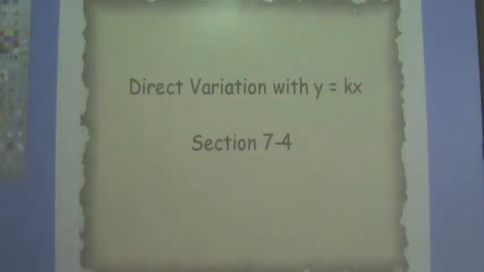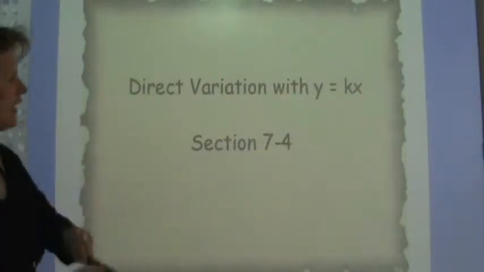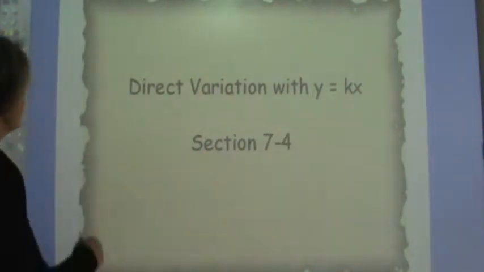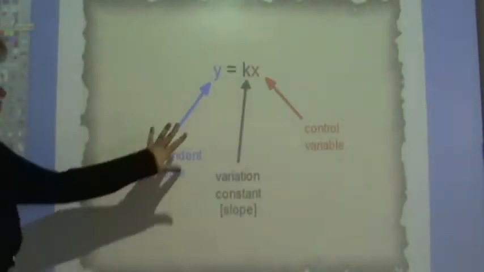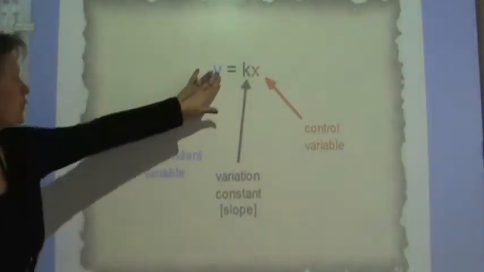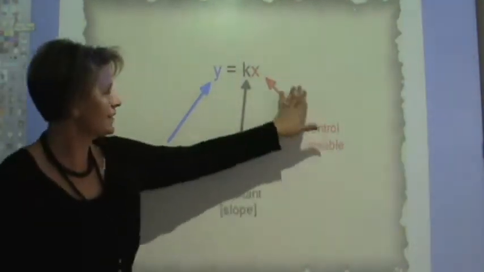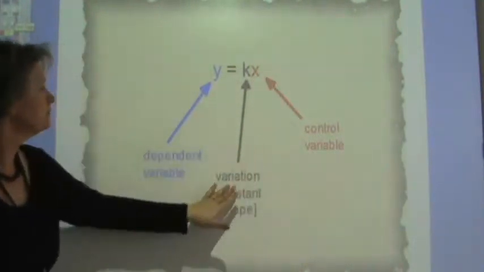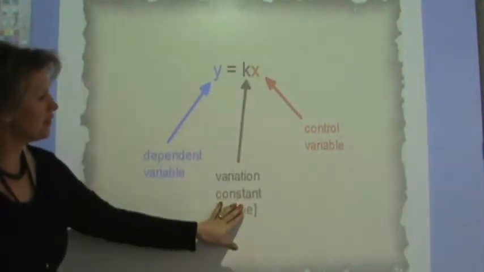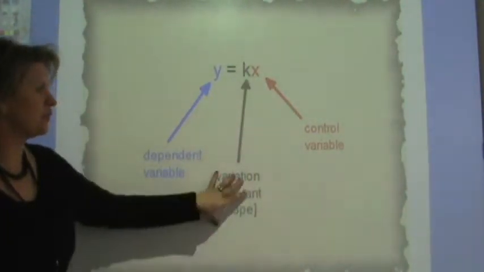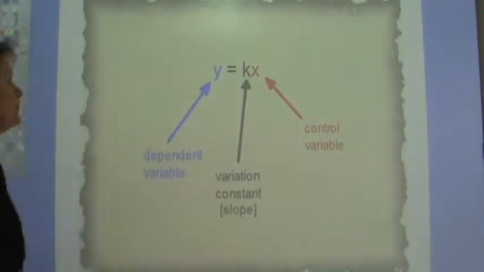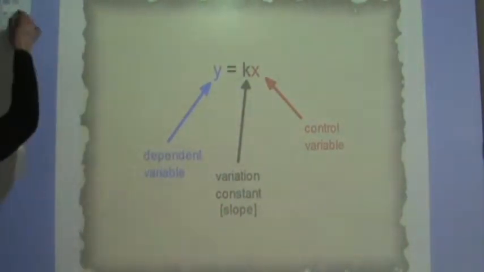Okay, we're looking at direct variation with y equals kx. This is section 7-4. Here's your general form, y equals kx. The y is your dependent variable. Your x is your control variable. And then your k is going to be your variation constant, which we've also learned can be your slope. That's just our general form.